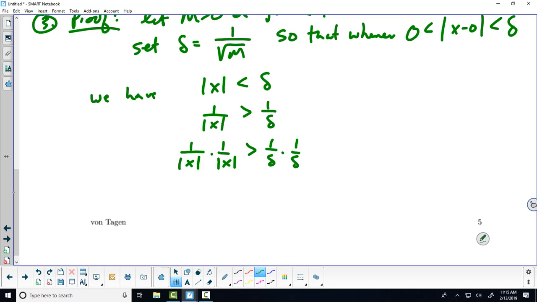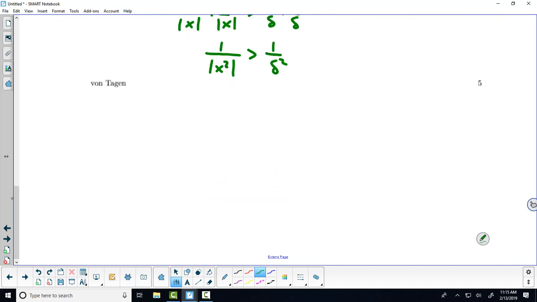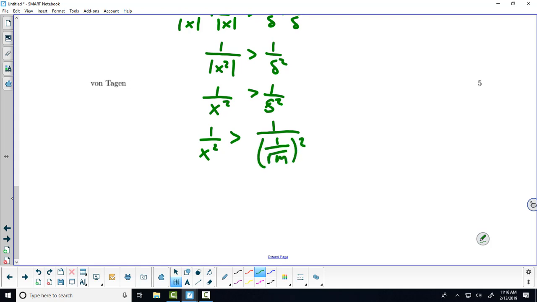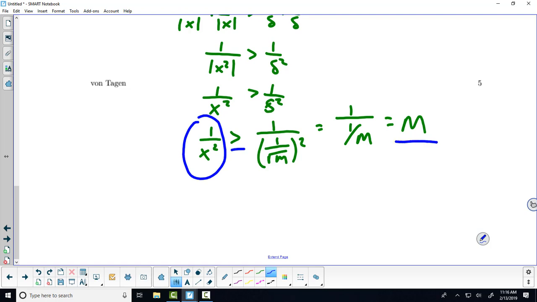Okay. I might lose you on that step. If this is true, and they're all positive, then I can square both sides, which is essentially what I'm doing here. So we get 1 over the absolute value of x squared is greater than 1 over delta squared. But now I don't need the absolute value on this side. So we have 1 over x squared is greater than 1 over delta squared. But what is delta? It's 1 over the square root of m, squared. But this is the same thing as 1 over 1 over m, which is the same thing as m. So what did we just show? The y value is greater than that fixed number.